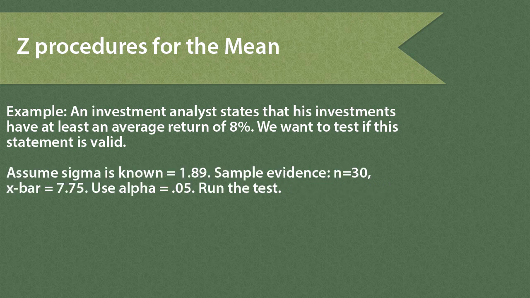As always for Z procedures for the mean, we're going to assume that the population standard deviation is known and equal to 1.89%. The sample evidence is a sample of size 30 with an X-bar value of 7.75%. We're using alpha equal to 5%. Now we're ready to run the test.